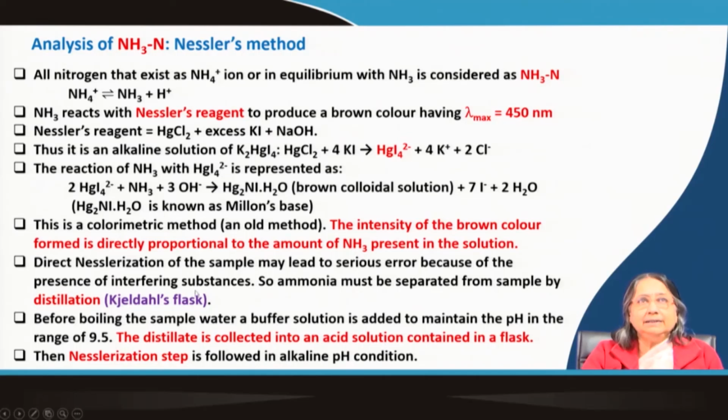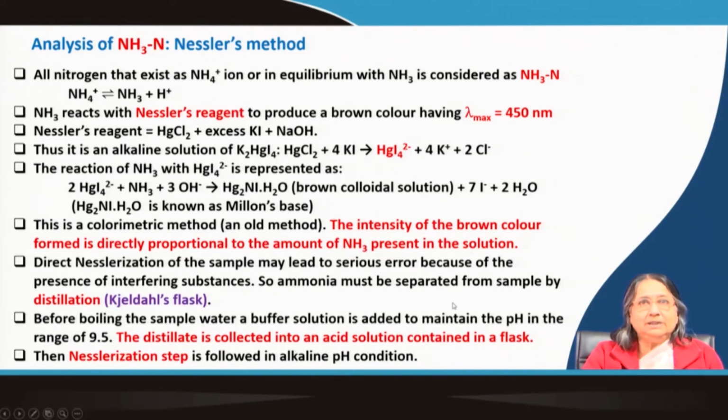Now, direct Nesslerization of the sample may lead to serious error. Direct Nesslerization means you take the sample and put in the reagent, that is the Nessler's reagent, then you think that some brown color will be formed and you can use this for ammonia nitrogen determination, but it is not like that. Why? Because in the sample there may be other things also, and that may lead to serious error because of the presence of interfering substances. So, the direct method is not possible.